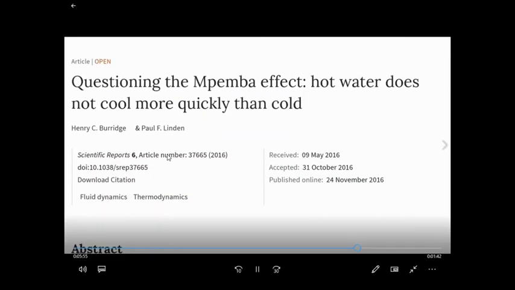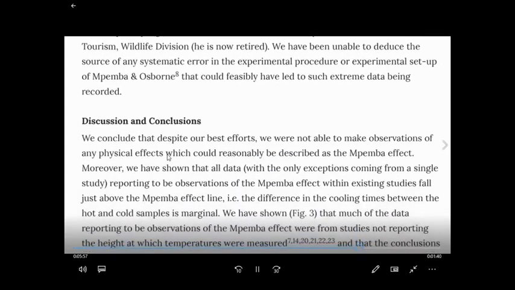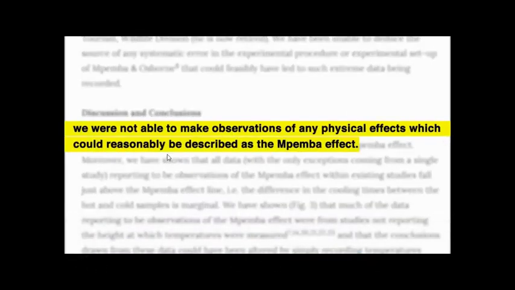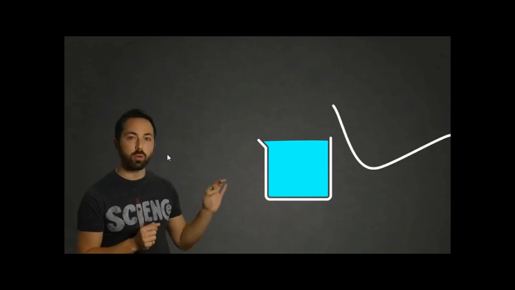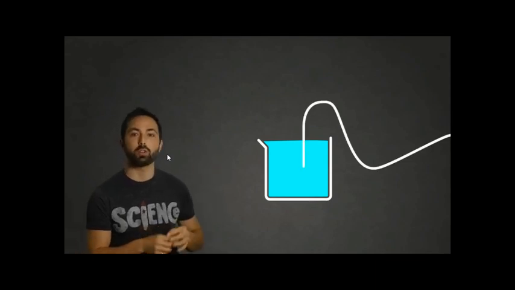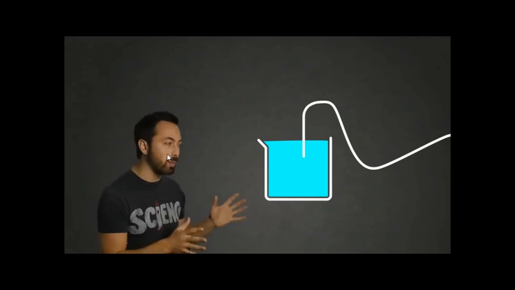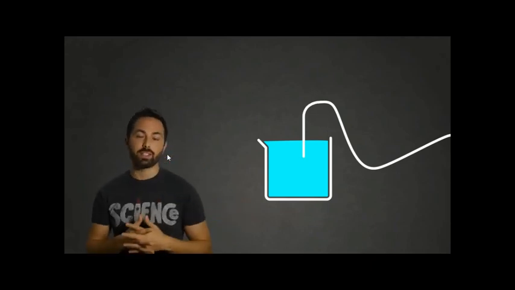In 2016, a rigorously controlled study was performed and scientists could find no evidence of warm water cooling faster than cold water. In fact, warm water took measurably longer than cold water to cool to 0 Celsius, just as you'd expect. But they showed if you varied the placement of the thermocouple, the little device used to measure temperature, by just a centimeter in the same experiments, a slight Mpemba effect appeared.